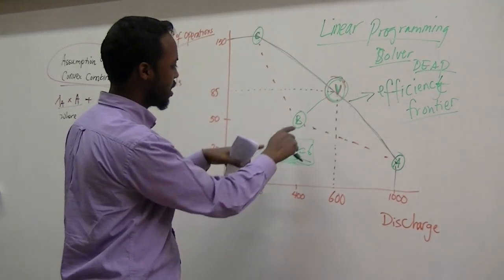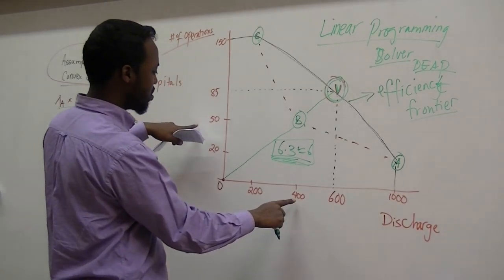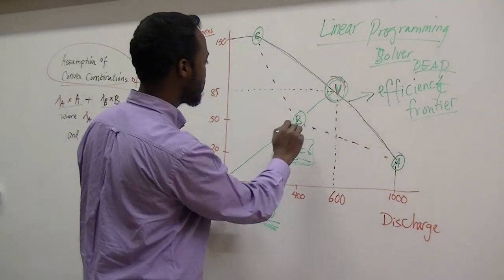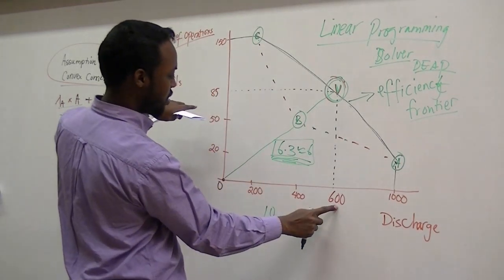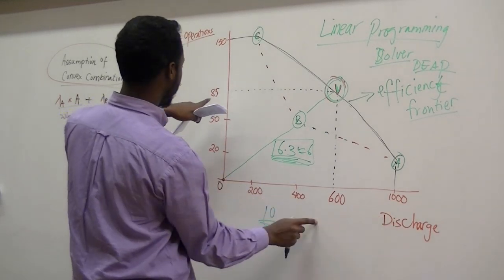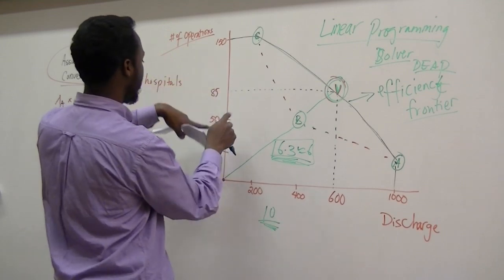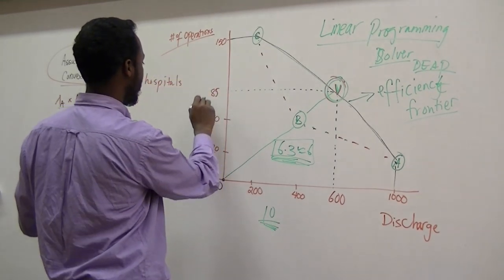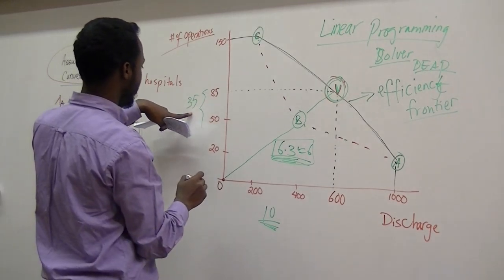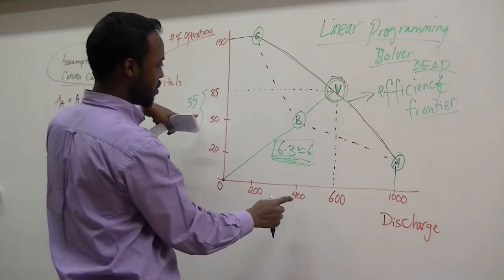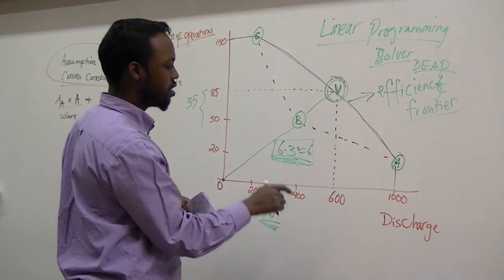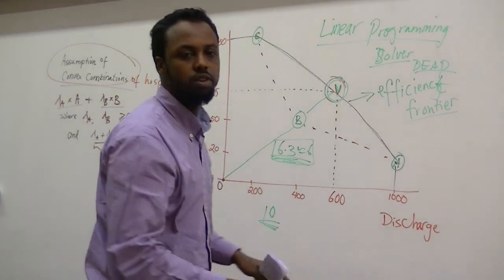Otherwise, we could say, okay, we know that with the current inputs, that's 10 doctors, we can produce in fact about 600 discharges, that's 200 more than we did, and we can increase our number of operations from 50 to 85, a difference of 35. So we can increase both outputs by using the same inputs we were using before.